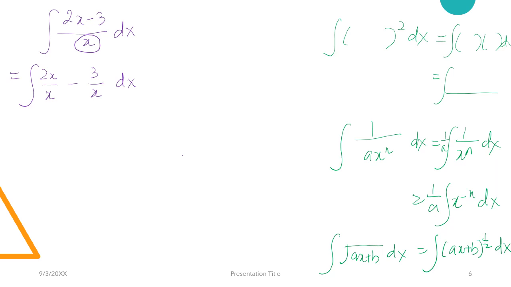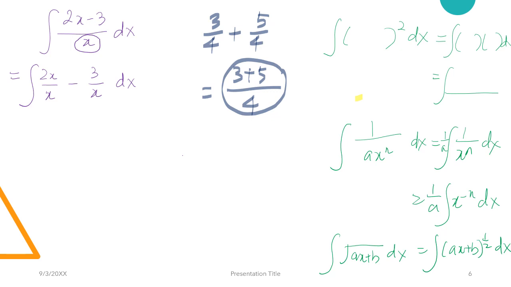You just recall that I'm going to do a reverse action for you. If you have 3/4 plus 5/4, if you were to add them, you get this, right? But then if this is what you're given, you can actually break it up into 3/4 plus 5/4, right?